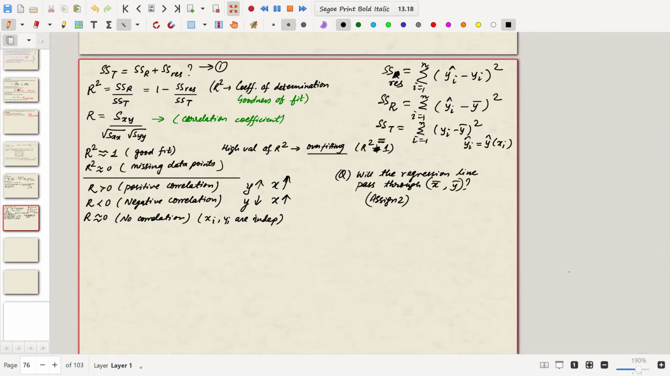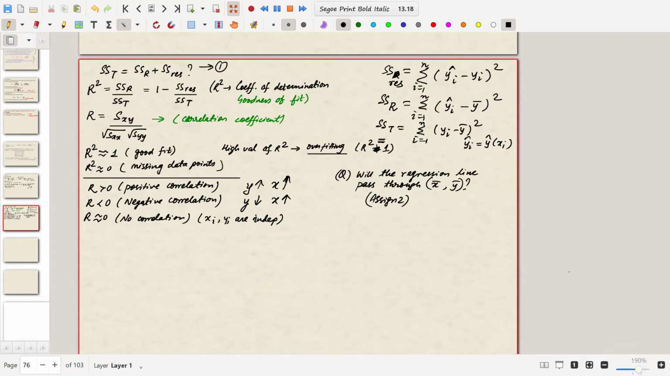I wanted to cover how this equation came up: SST equals SSR plus SS res. SSR is the sum of square regression, SS res is the sum of square residual, and SST is the sum of square total. R2 is the coefficient of determination, that is SSR by SST. This is equal to 1 minus SS res by SST, that is sum of square residual by sum of square total.